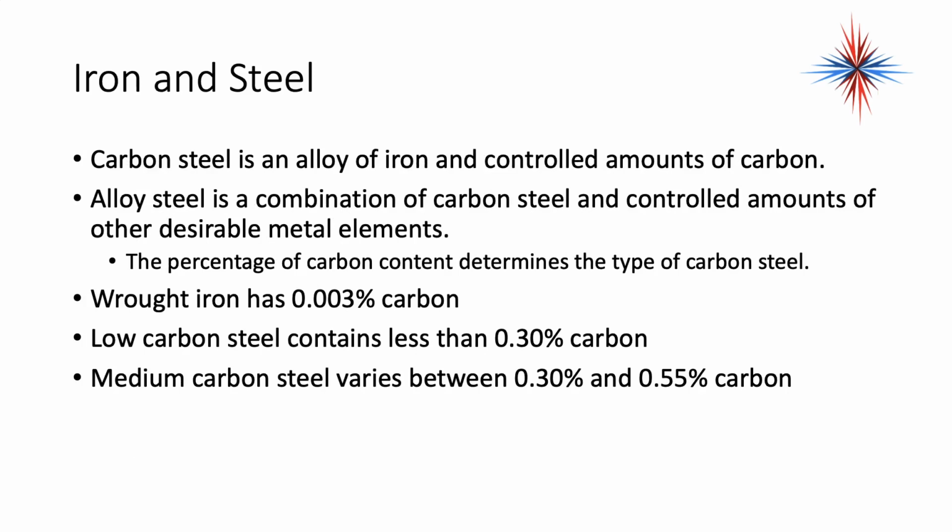For iron and steel, carbon steel is an alloy of iron and a controlled amount of carbon. Alloy steel is a combination of carbon steel and a controlled amount of other desirable metal elements. The percentage of carbon content determines the type of carbon steel. Wrought iron has 0.003% carbon. Low carbon steel contains less than 0.30% carbon. Medium carbon steel varies between 0.3 and 0.55% carbon.